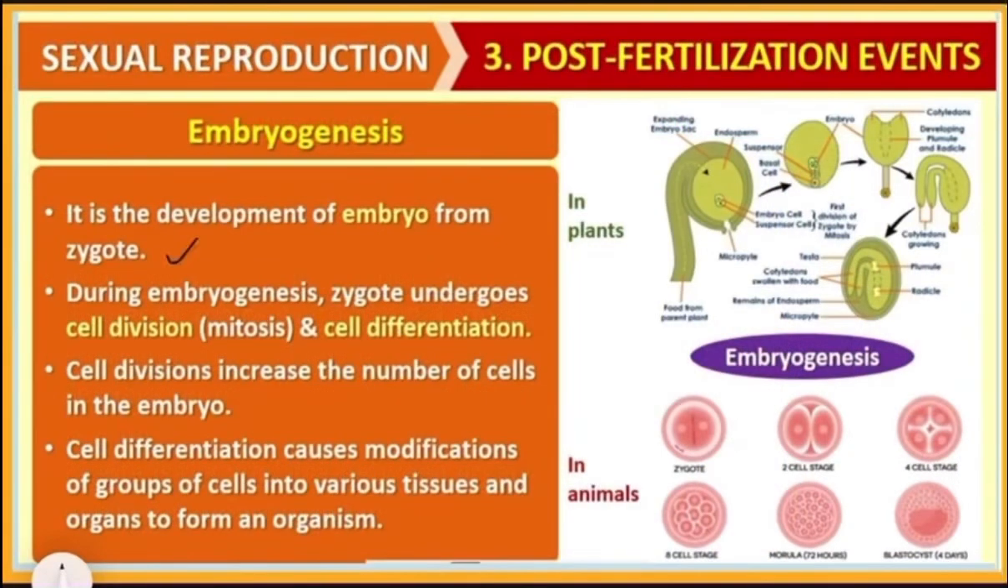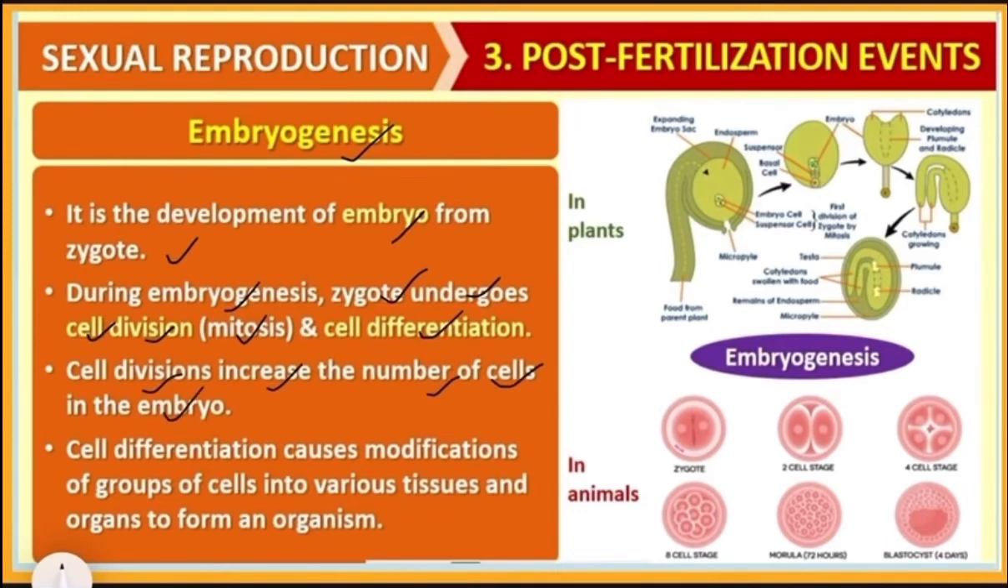Development of the zygote into an embryo is called embryogenesis. During embryogenesis, what happens? The zygote undergoes cell division by mitosis and cell differentiation. What happens due to cell division? Cell divisions increase the number of cells in the embryo.